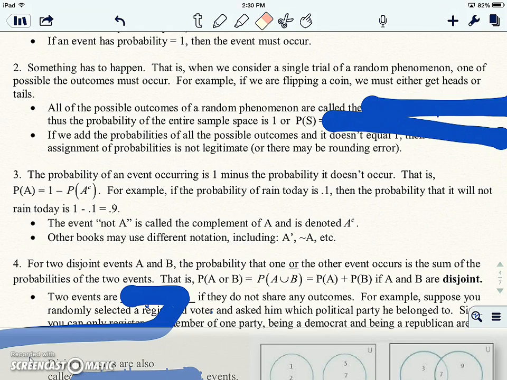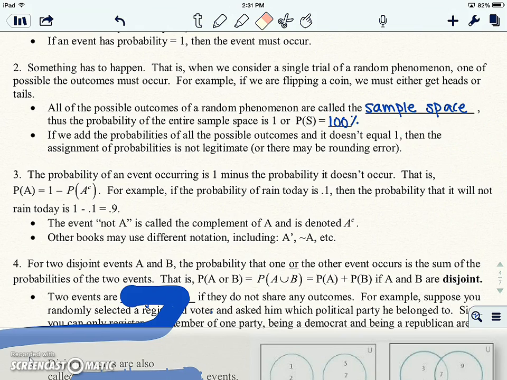2. All of the possible outcomes of a random phenomenon are called a sample space. So for a coin, it would be heads and tails. Thus, the probability of the entire sample space is equal to 1. Hence, the probability that something happens is equal to 1. If we add the probabilities of all possible outcomes, and it doesn't equal 1, then the assignment of probabilities is not legitimate. Okay, there may be a rounding error, or you've screwed up on figuring out the individual probabilities.